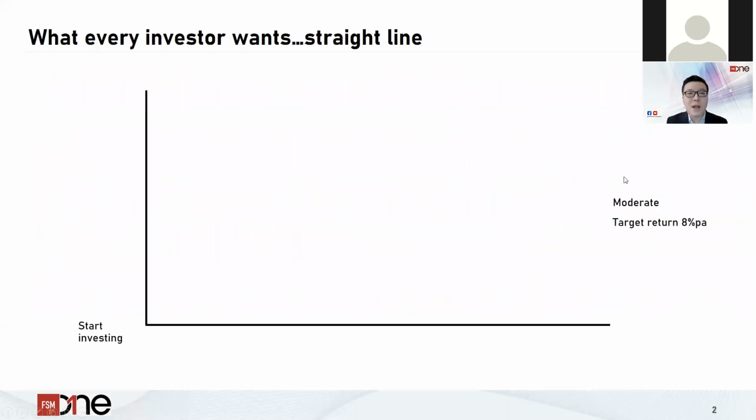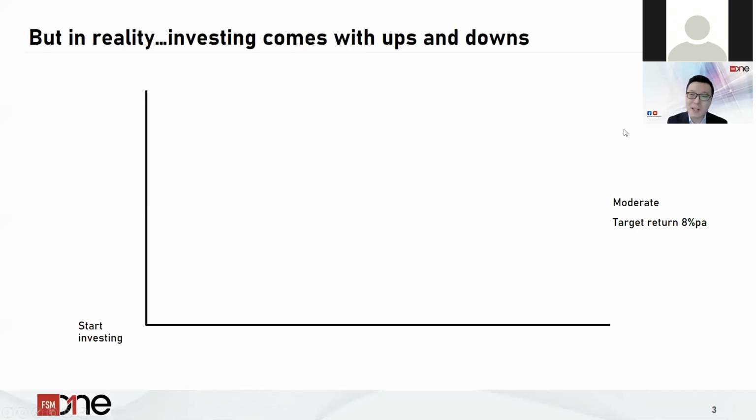So I believe most of you as investors, when you invest, you will have a target return, for example, 8% per annum. And in order to achieve this target return, this is the ideal way of achieving it, a straight line to reach a target return. However, you know that in reality, investing comes with ups and downs. It's volatile, such as in this chart over here, in order to achieve the target return.